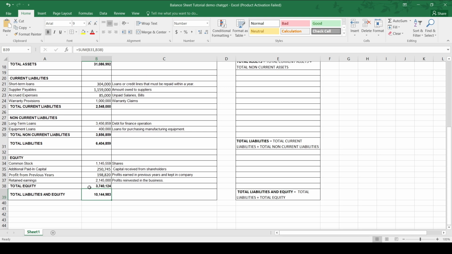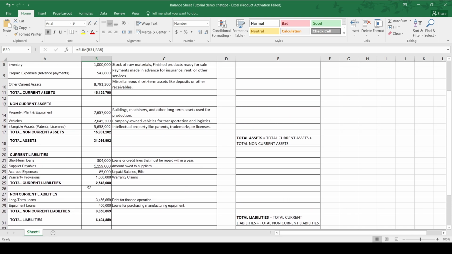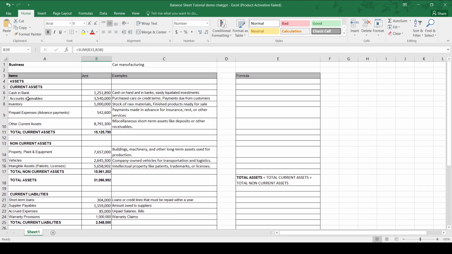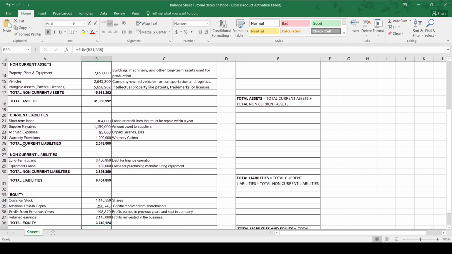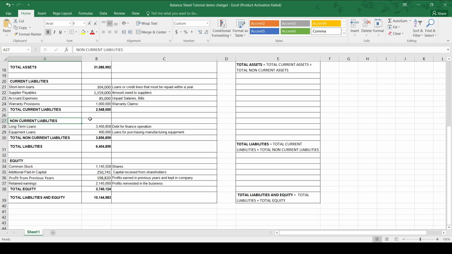To summarize, here's a quick recap. Assets are what the company owns and can use to make money. They are divided into current assets and non-current assets. Liabilities are what the company owes to others. They are divided into current liabilities and non-current liabilities. Equity represents the value of ownership in the company. Understanding these concepts helps you know a company's financial health and long-term sustainability.